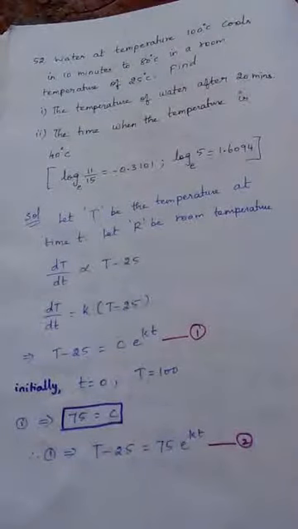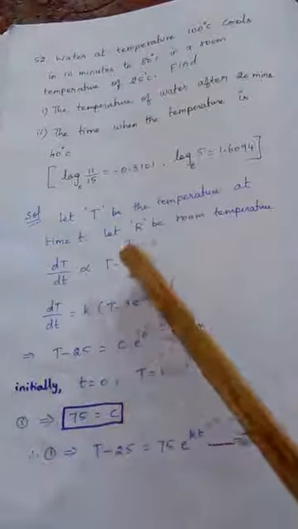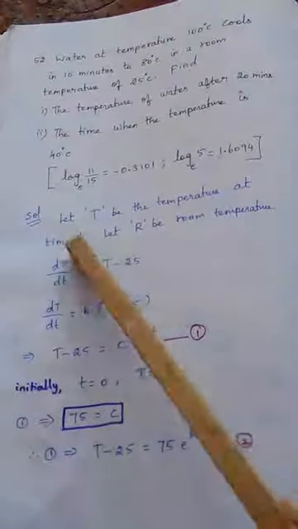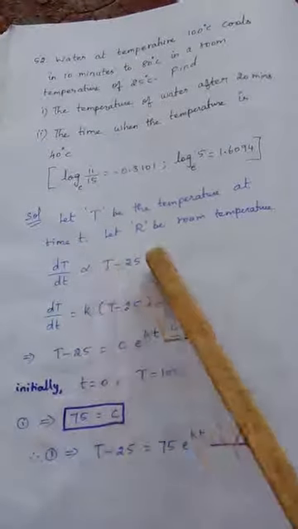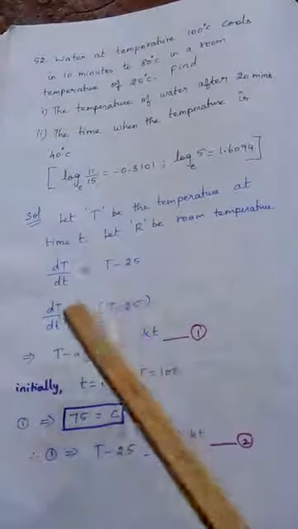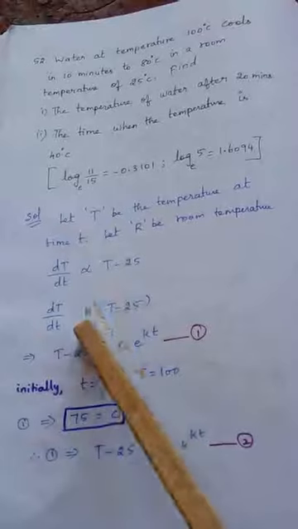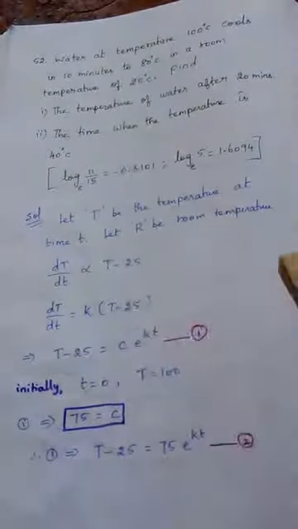So the reduction of temperature of coffee depends upon what? The difference between the water temperature and the room temperature. That is why we are writing that the rate of change of temperature of water depends upon the difference between the water temperature and the room temperature. So the proportional sign is removed and an equal to symbol is written. For that we are multiplying a constant k into (T minus 25).